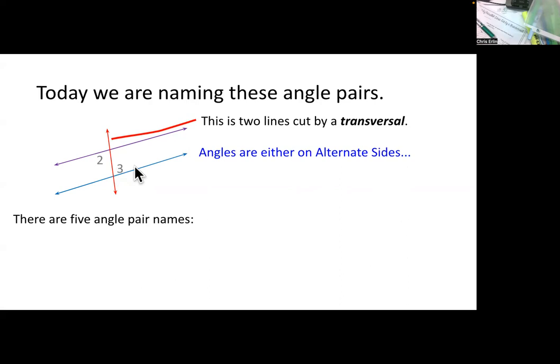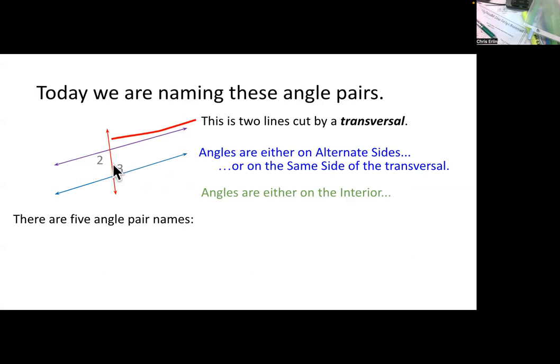These 2 are on alternate sides of the bridge, right? One's on the left, one's on the right. These 2 are on the same side of the bridge. Now we're going to talk about whether they're wet or dry. Are they inside the river, in the interior, like these 2 are? Or are they exterior to the river? Here's the river, they're on the outside of the river. So these 2 are on alternate sides of the bridge and interior to the river. Therefore, we call them alternate interior angles.